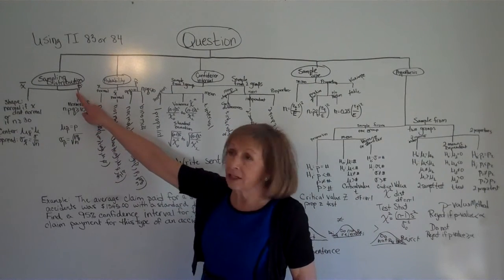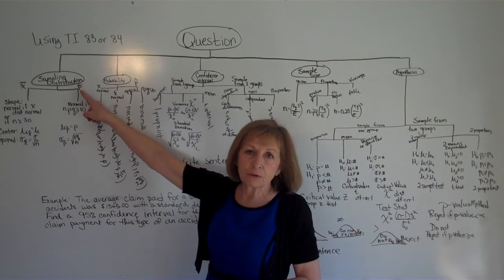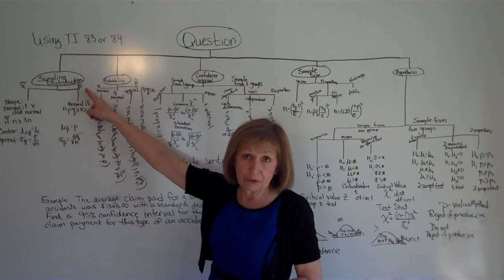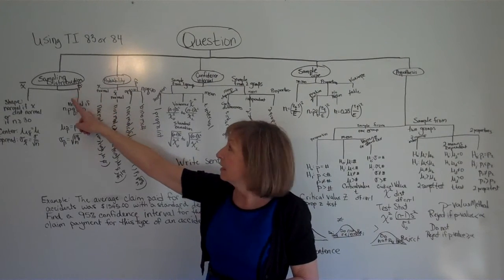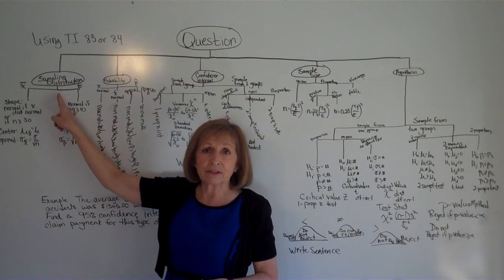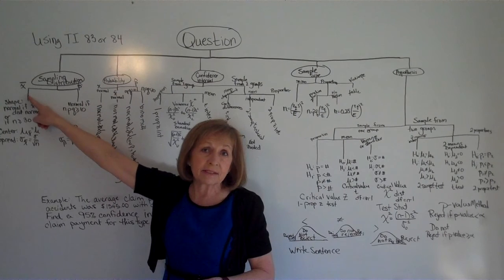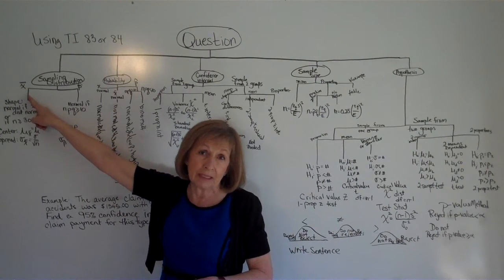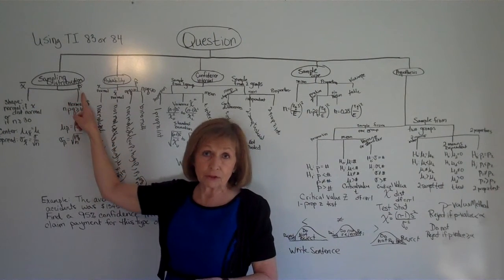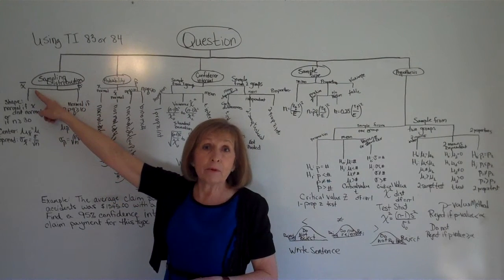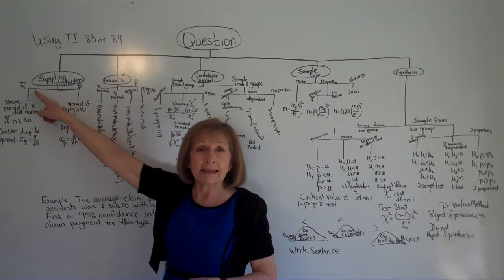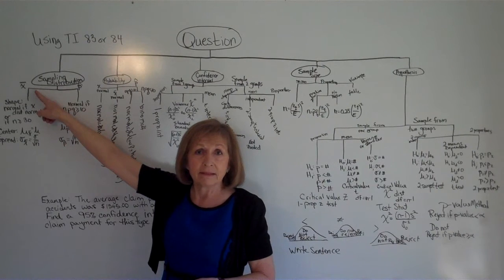Now, if it's asking you for a description of a sampling distribution, describe the sampling distribution, find the sampling distribution, that sort of thing, then the next thing you need to ask yourself is, are they asking you about the sampling distribution for the sample mean or the sampling distribution for the sample proportion? If it's the sample mean, you need to say the shape, the center, the spread.